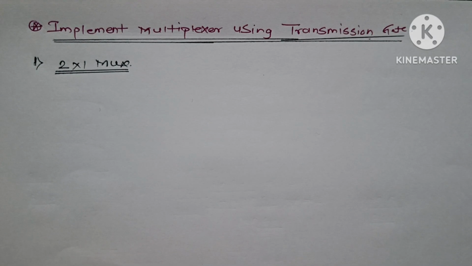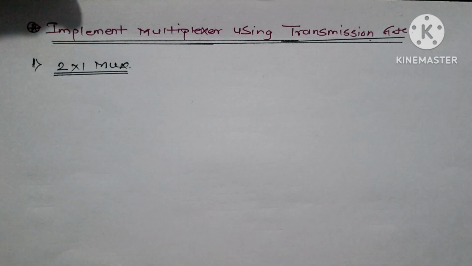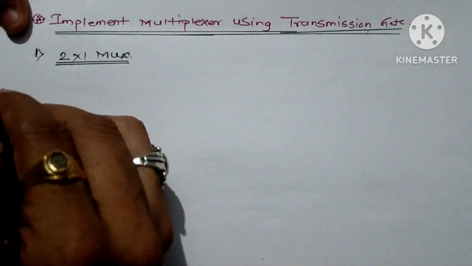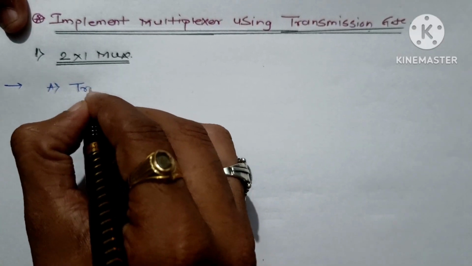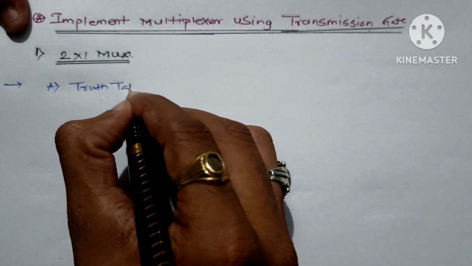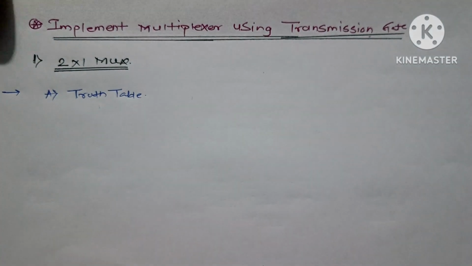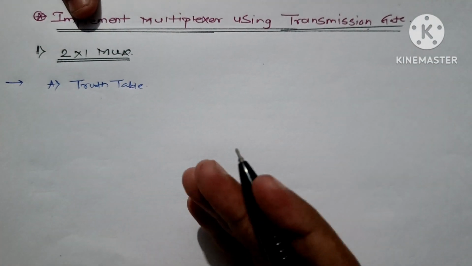So let's start with the very first model called 2 by 1 mux using transmission gate. As usual we'll start with the first step, to draw the state table, or we can call it its truth table. Fine. Now to draw the truth table we need certain inputs and output terms.